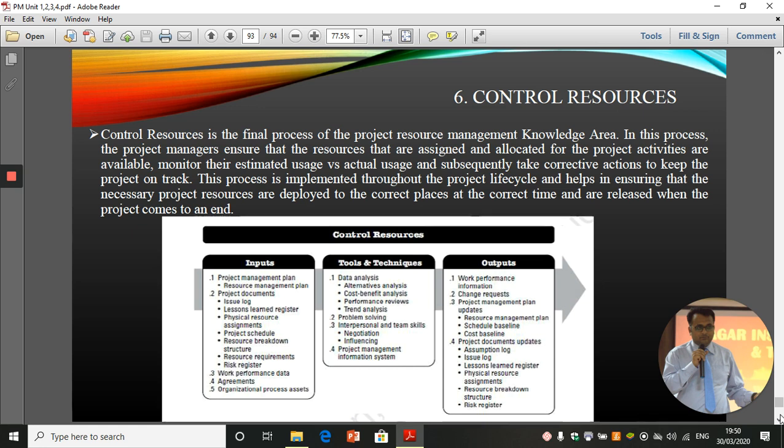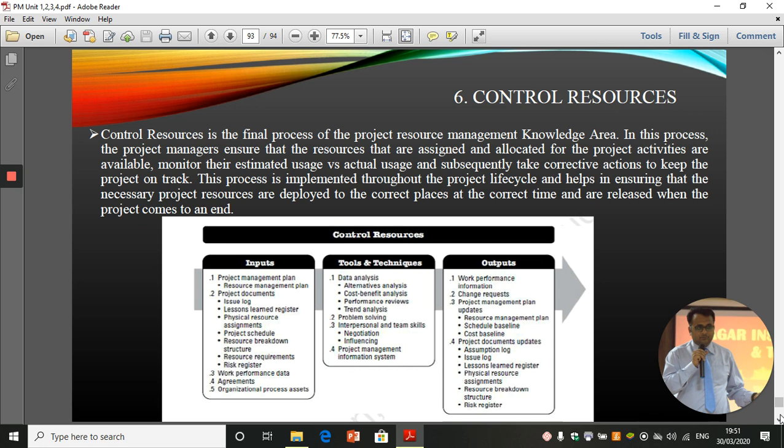Now, the sixth one, control resources, is the final process of the project resource management knowledge area. In this process, the project managers ensure that the resources that are assigned and allocated for the project activities are monitored, compare estimated usage versus actual usage, and subsequently take corrective action to keep the project on track. This process is implemented throughout the project life cycle and helps in ensuring that the necessary project resources are deployed to the correct places at the correct time and are released when the project comes to an end.